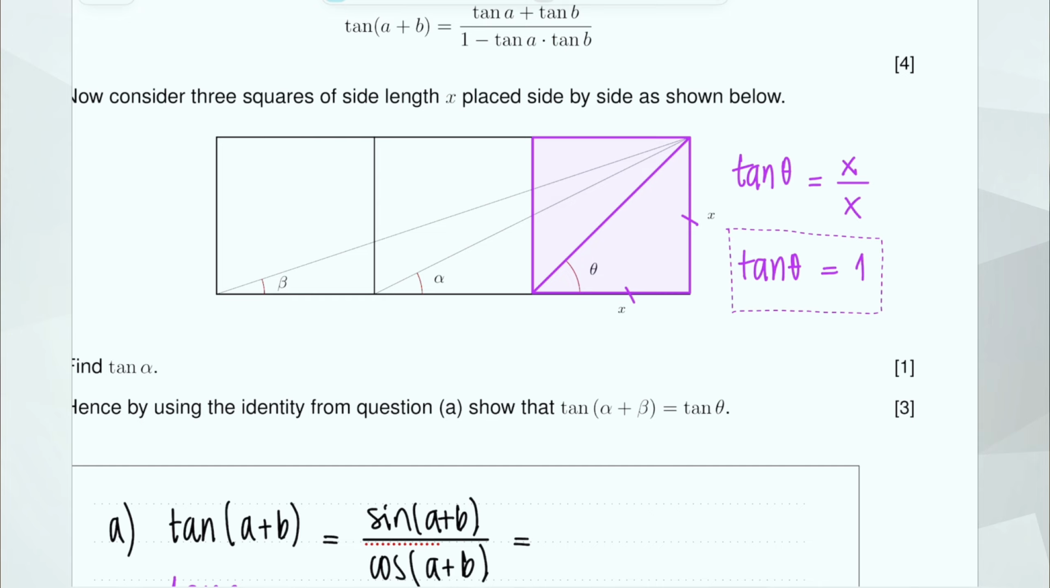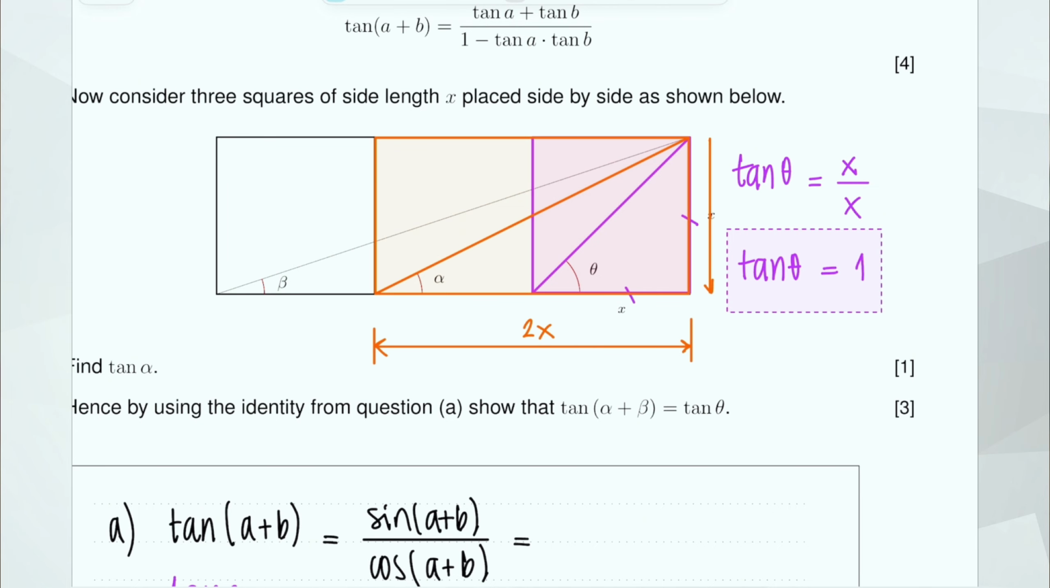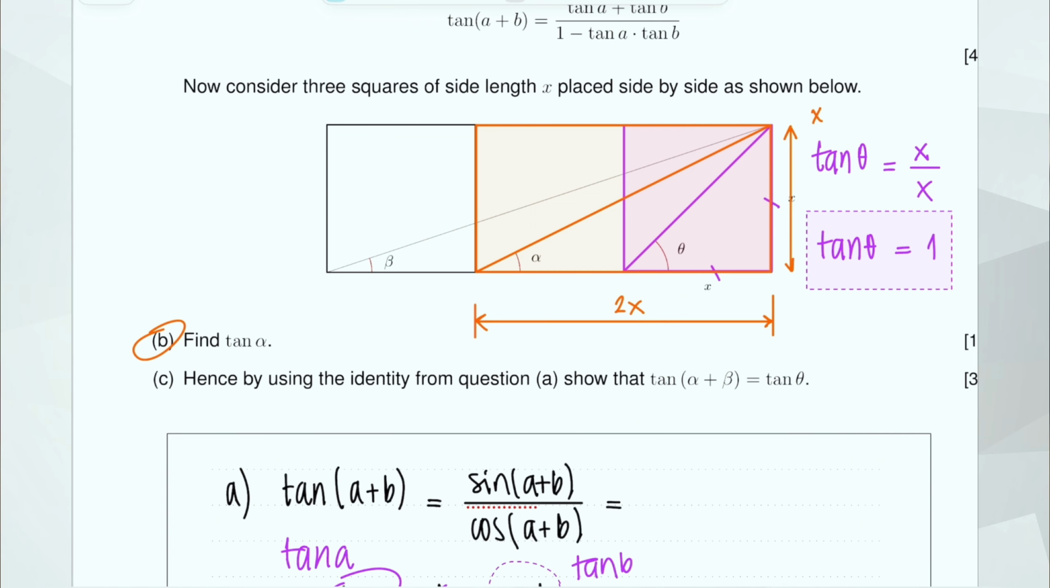Similarly, we can do roughly the same thing for this rectangle here. Now we have a rectangle with this diagonal here, where the base is 2x and the height is x. So we know that tangent of alpha is opposite over adjacent. Therefore, tangent of alpha is 1 over 2.